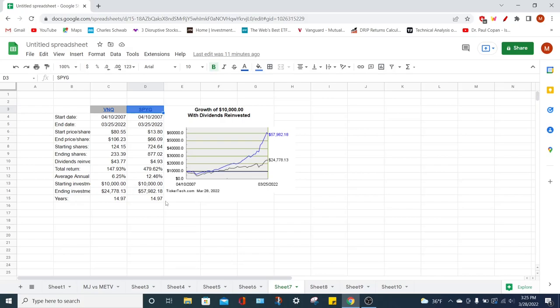So SPYG actually beats VNQ by double its money. So this is basically an S&P 500 growth ETF, and it's one of my personal favorite ETFs, and it clearly beats VNQ. So over give or take a 15-year period, we can see we would have been much better off investing into SPYG than VNQ, which means over the long term to build wealth, this is one of the ETFs that we would want to invest into.